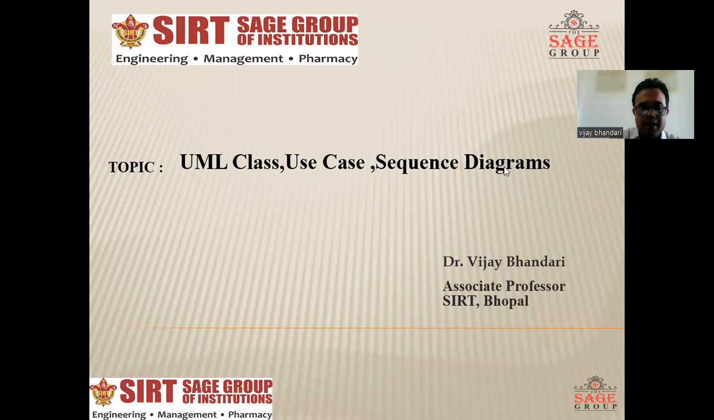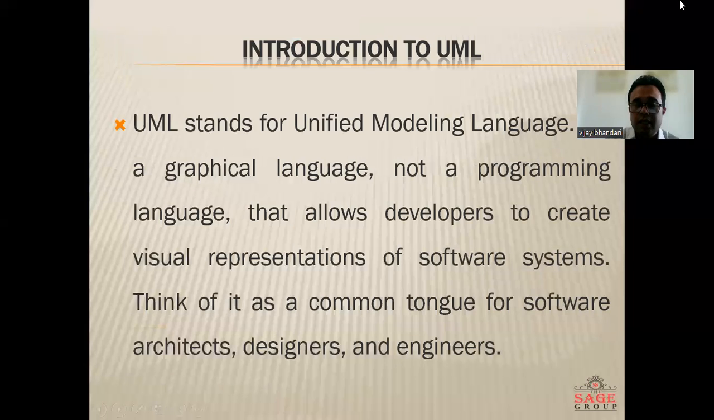So let's start with the UML class, use case and sequence diagrams. I will tell you about the UML overview. A use case diagram is a system-level view, and it provides a representation of how users interact with the system. It serves as a blueprint for understanding the functional requirements of a system from a user's perspective, aiding communication between stakeholders and guiding development.